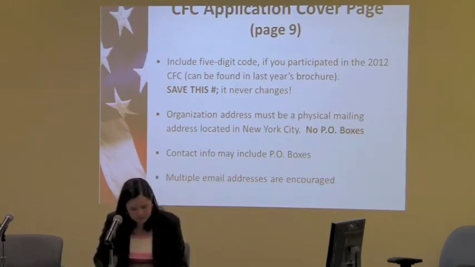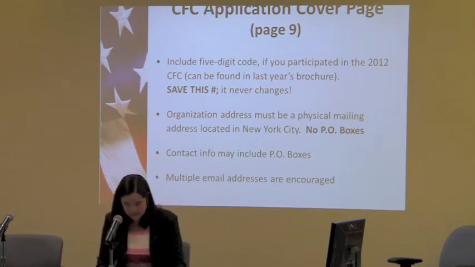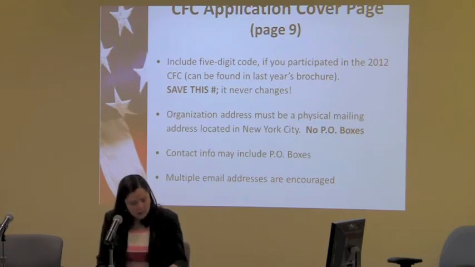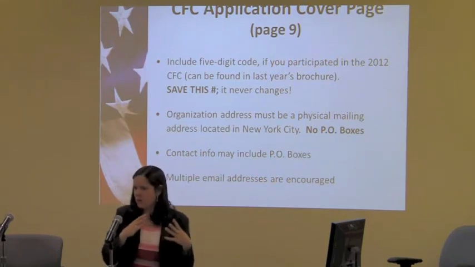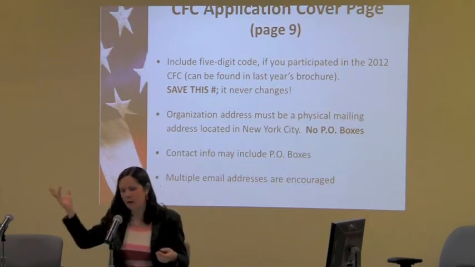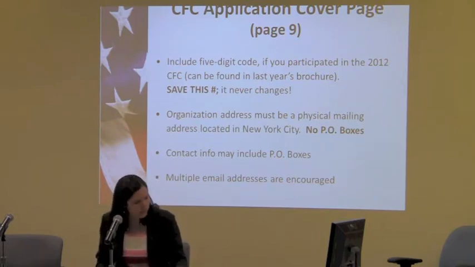Organization address. The next line down, post office boxes will not be accepted for the organization's address. To be an applicant to the local part of this book, you actually have to have a physical address in New York City. The contact person and the contact address can be a P.O. box, but you have to have some sort of physical address. So let's say you have a clinic, and that's where your organization runs its services. That would be the organization address. The contact one might be the office, that might be across the street, whatever, that would be the difference. But it can't be a P.O. box, the organization address.